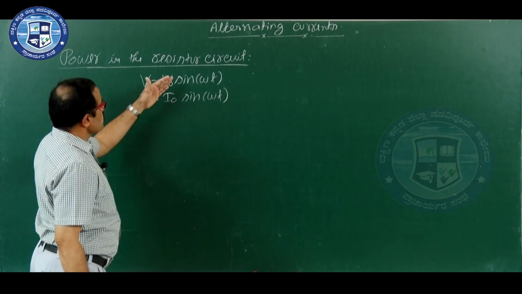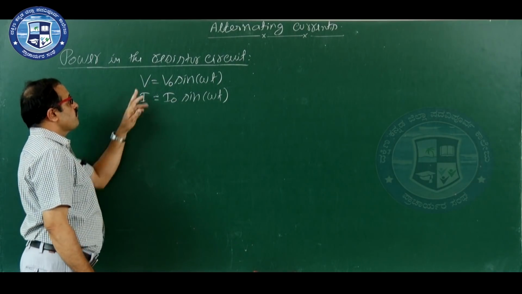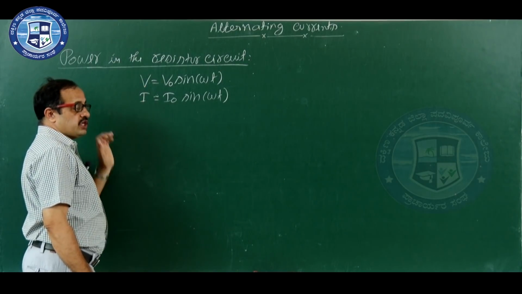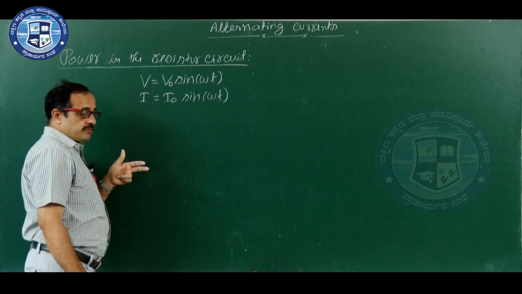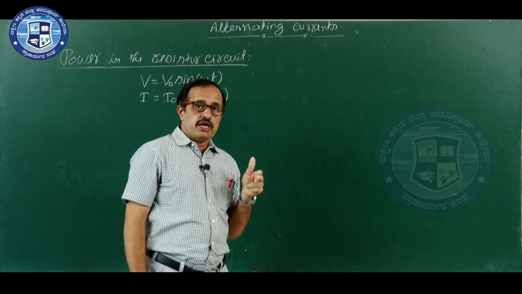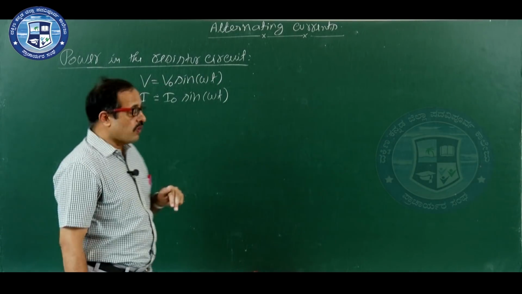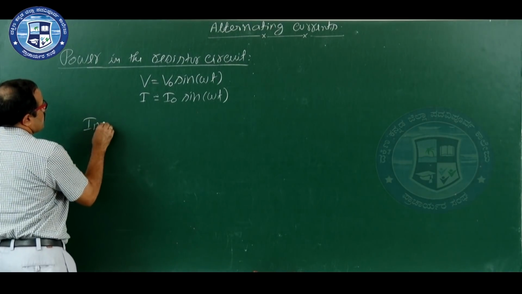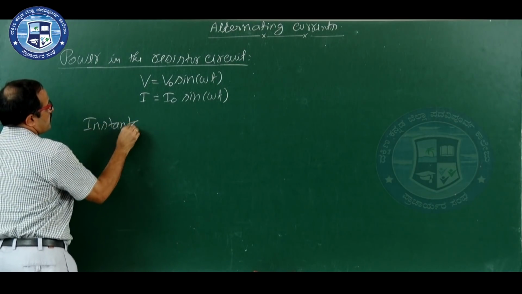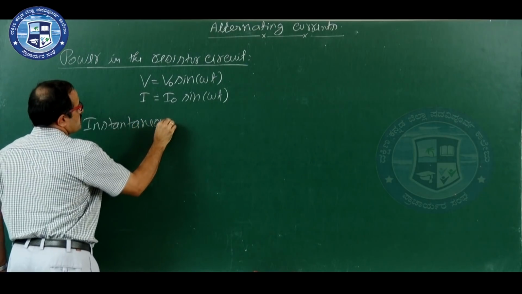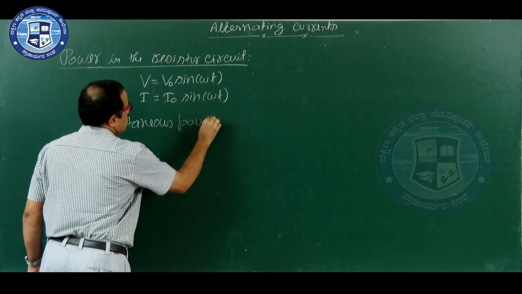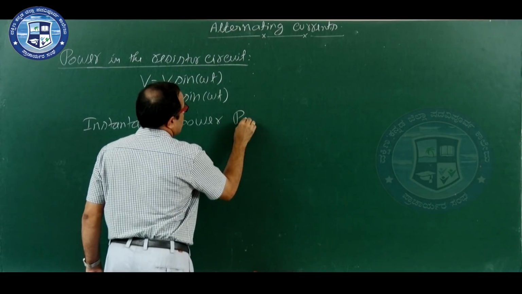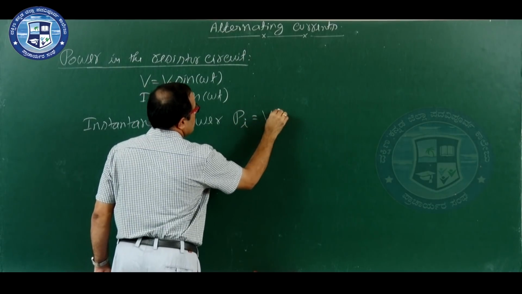Now, here also we try to find out power. It is the instantaneous voltage, it is the instantaneous current. If you multiply them, it is known as instantaneous power. Instantaneous power. Pi is equal to Vi.